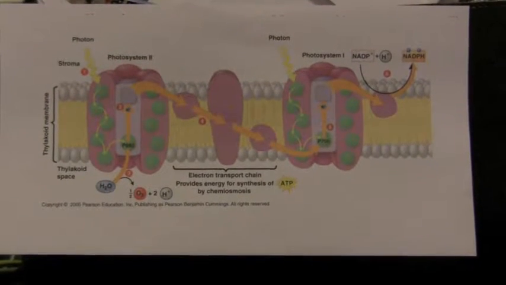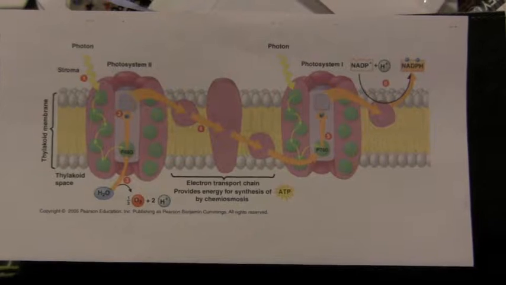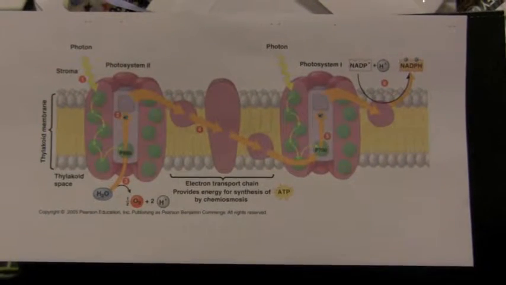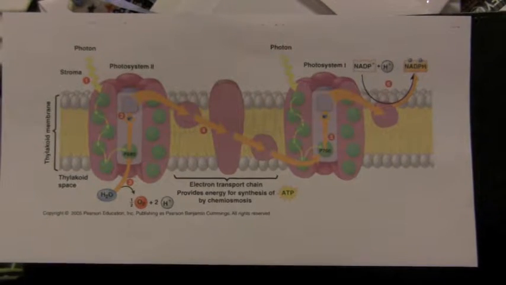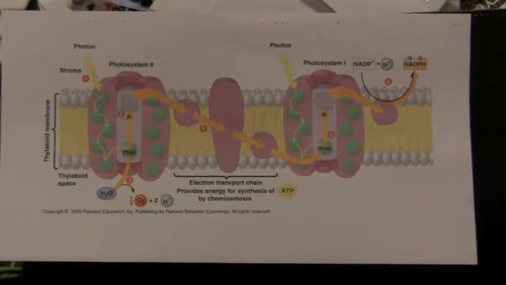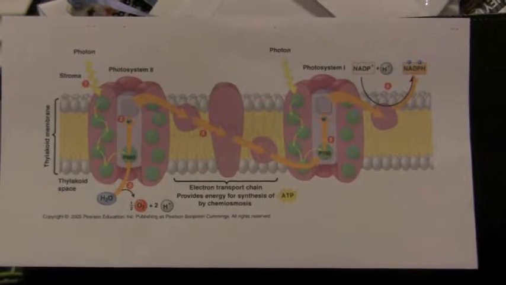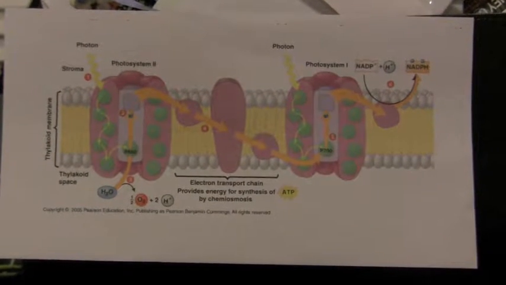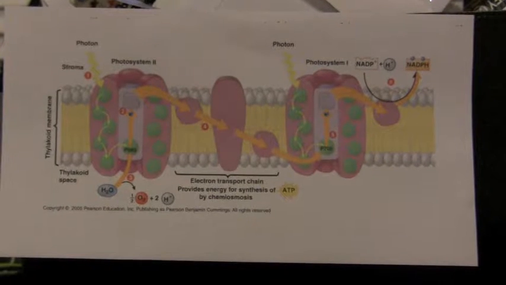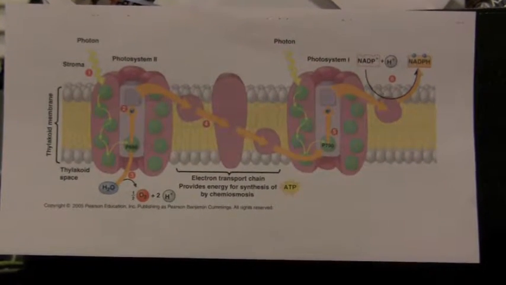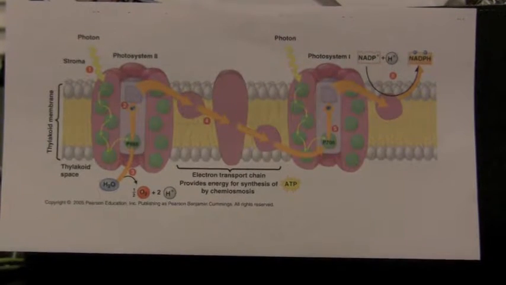Photosystems consist of complexes of protein and pigment molecules that are embedded in the thylakoid membrane. They direct incoming photons into the reaction center where chlorophyll A molecules produce excited electrons which are transferred to an electron transport chain. There are two types of photosystems.